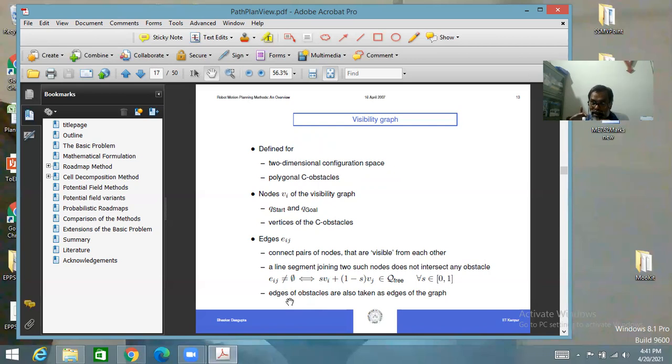And edges of the polygon of the obstacle itself are also taken as edges of the graph, because indeed for a polygon, from one vertex to the next vertex will be actually visible, which is an edge. It will be visible by just gazing along the C obstacle, okay? Gazing along the side of the polygon. So it is visible. So in that logic, you connect them, and that has a utility also.